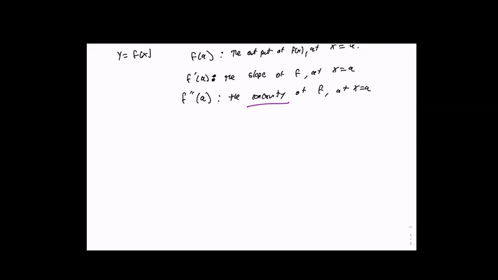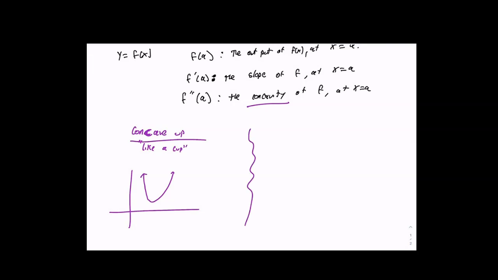Some people will call it convex as well, but we're not going to utilize that in calculus. We like to refer to them as concave up, and I like to say like a cup. Something that's concave up is concave up everywhere. And concave down, like a frown.